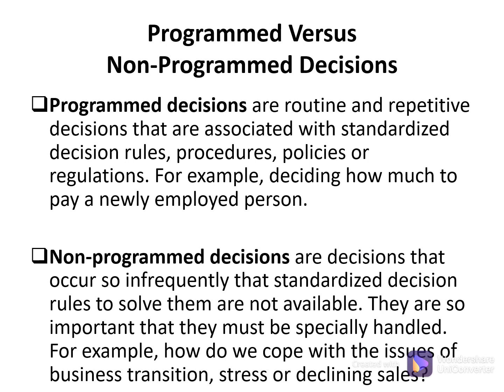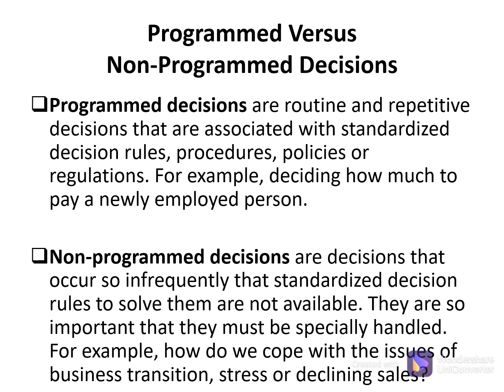And then we have programmed and non-programmed decisions. Programmed decisions are routine and repetitive decisions that are associated with standardized decision rules, procedures, policies, or regulations. For example, deciding how much to pay a newly employed person is something that you are used to because you have been employing people, so you know how much you pay. You understand? It's called a programmed decision because it's a routine in your company. It's something that happens on a daily basis or from time to time.